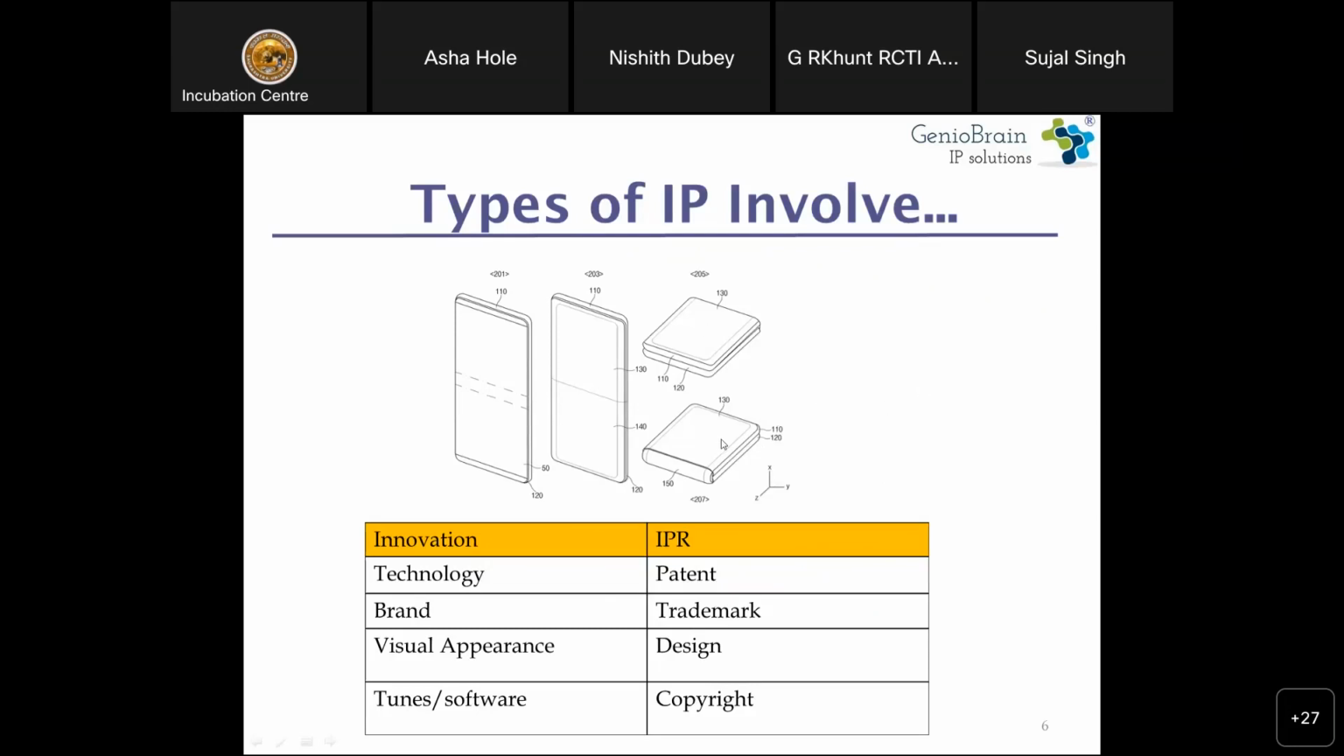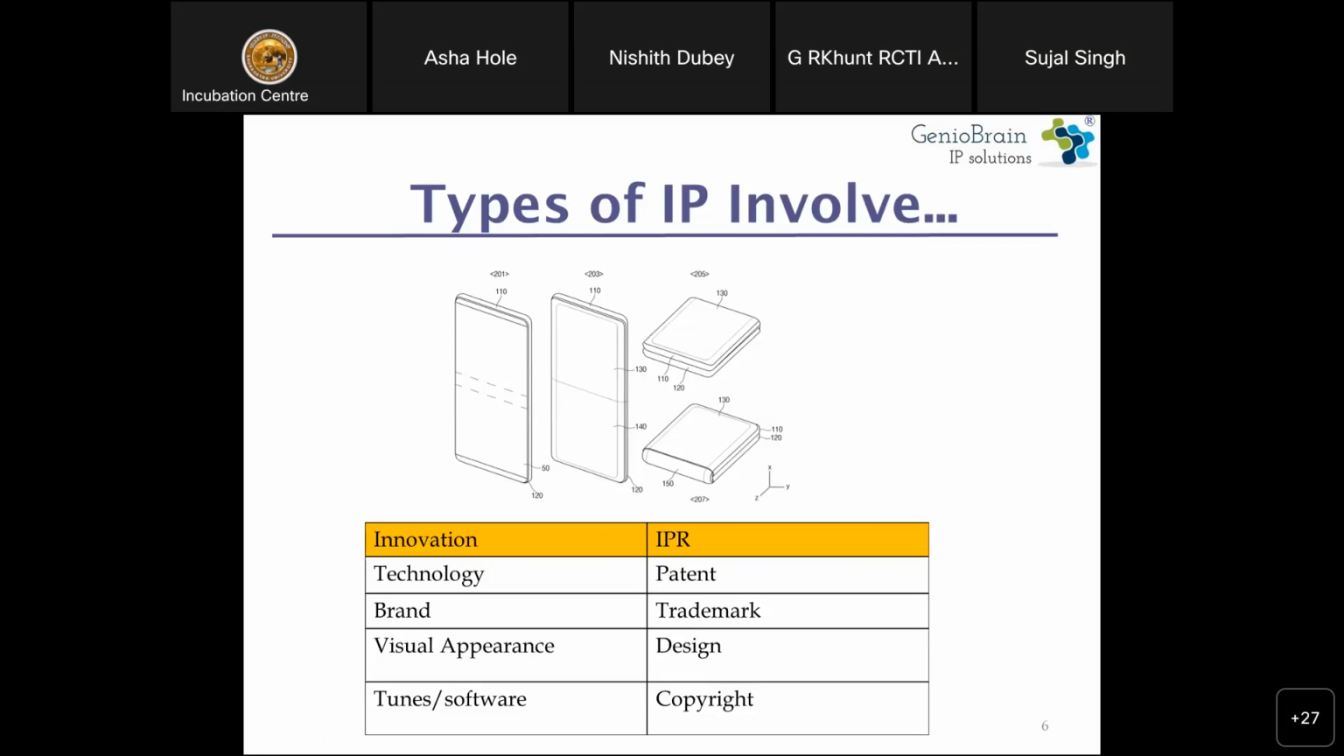And obviously the folding is the main feature, which we can actually see with our eyes, that is a visual appearance. That visual appearance, the folding, has been covered through design. So in this Samsung Z Fold phone, design and patent are the two more important intellectual property rights. They covered them five years before going to the market: their trademark, design, and obviously the patent for that particular technology.